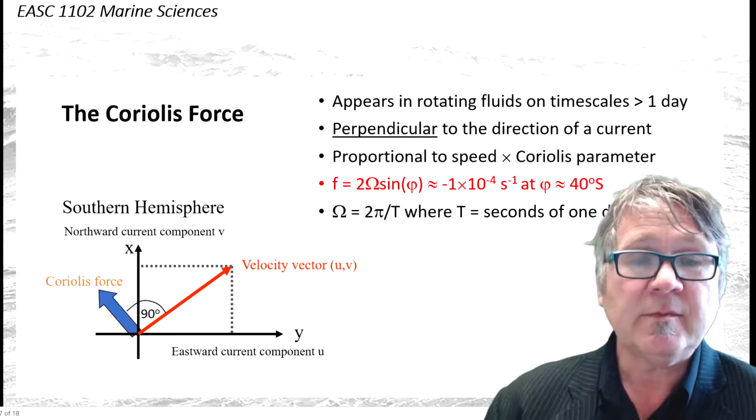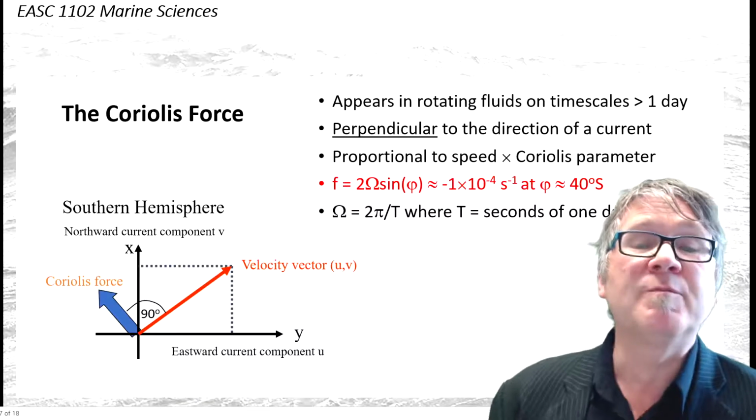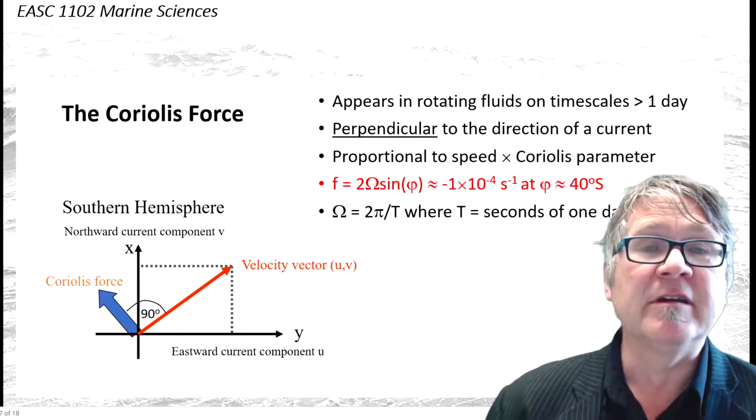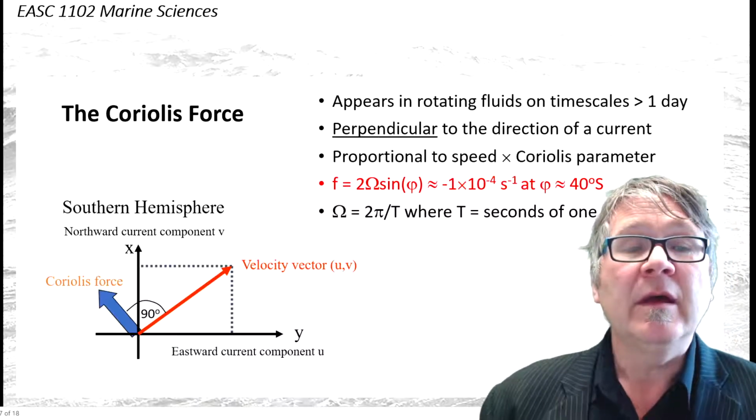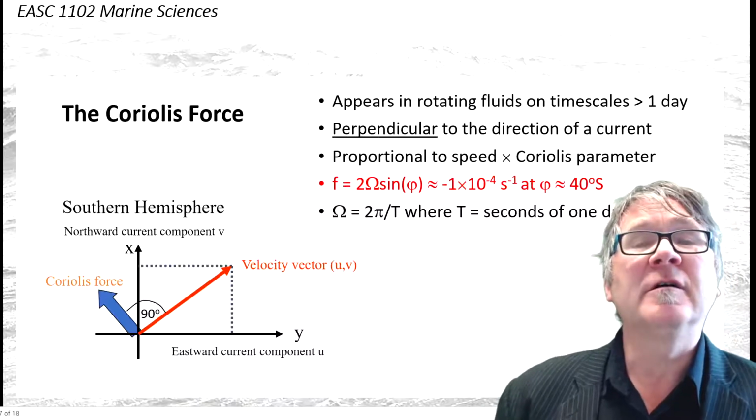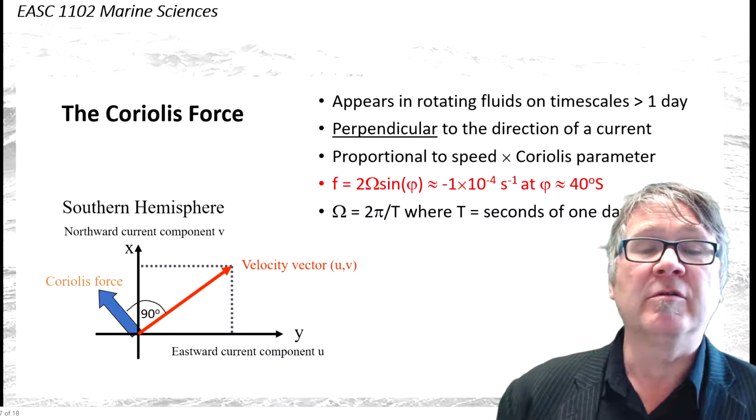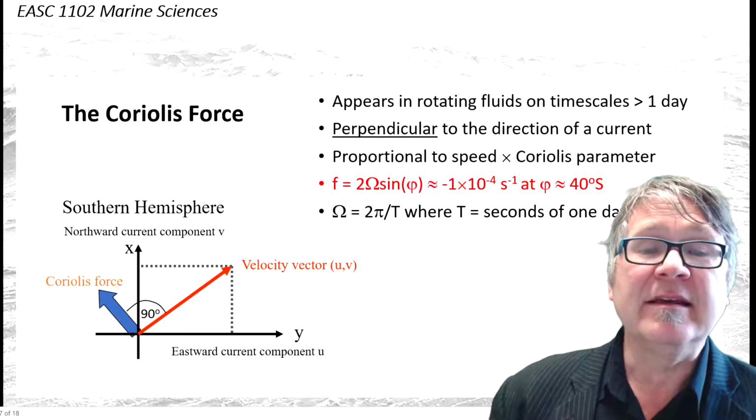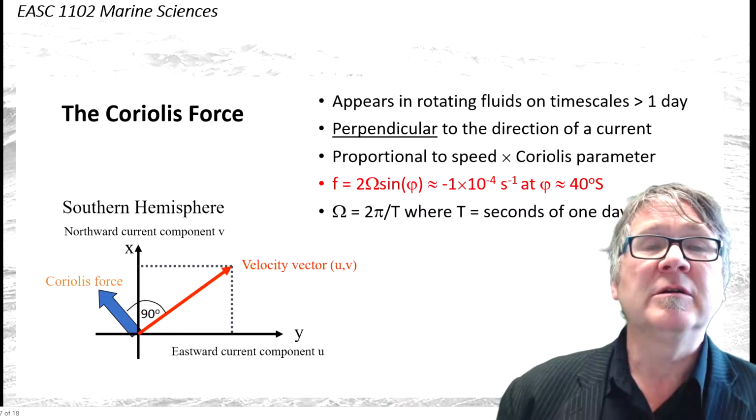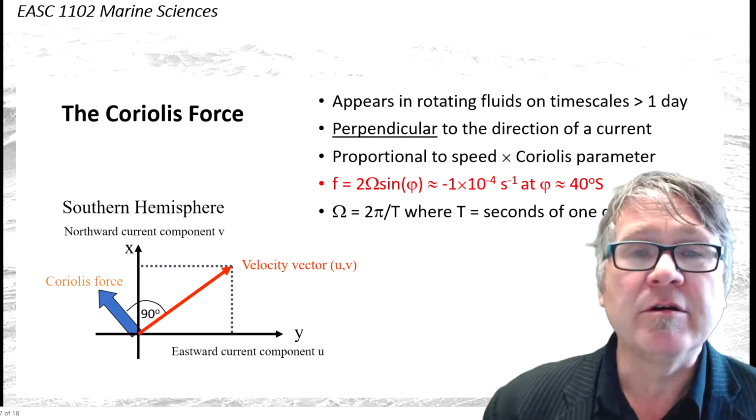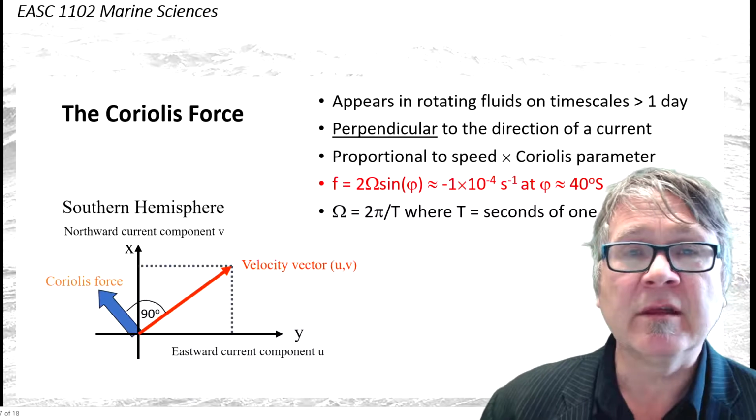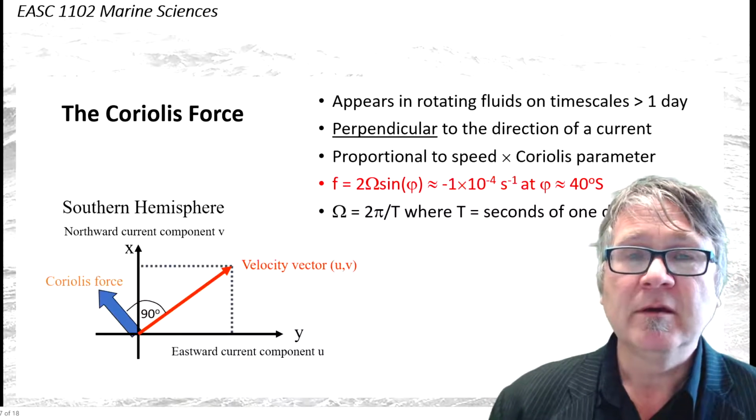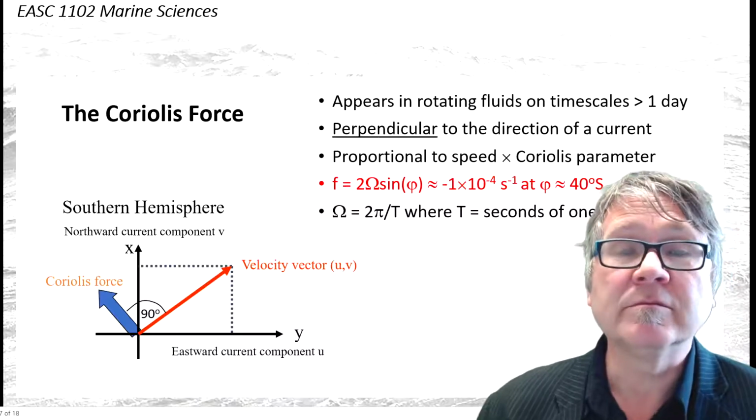All right. So the force itself is proportional to the speed. It only exists if there is some motion and something we call f, the Coriolis parameter. The Coriolis parameter is a parameter that is proportional to the sine of the geographical latitude. Nothing at the equator, maximum value at the poles. Okay, we can have a closer look at this.